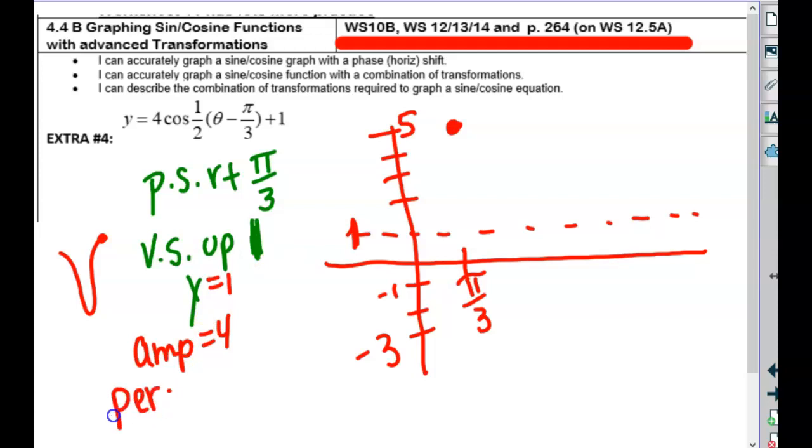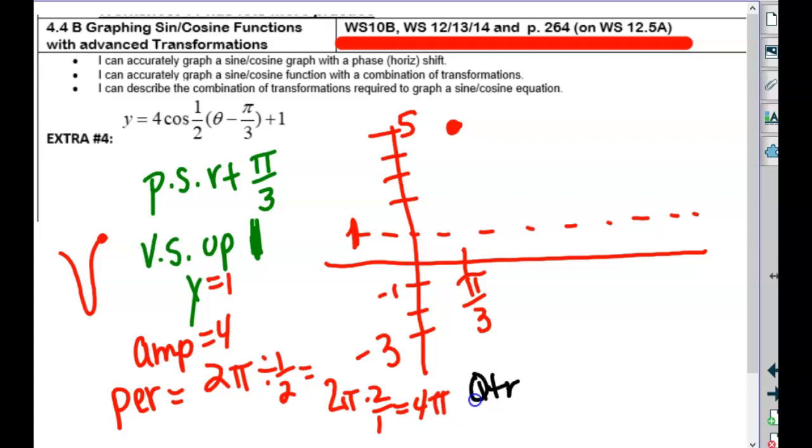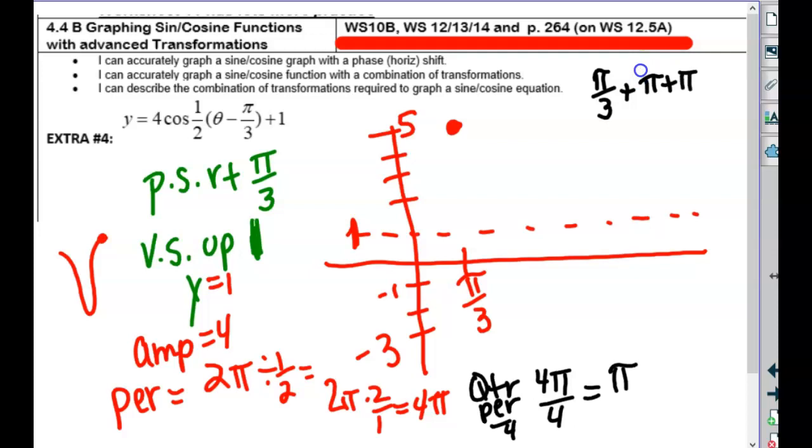What's the period? Okay, it is 2 pi divided by 1/2, which is not pi. It's 2 pi times 2 over 1, which is 4 pi, which means the quarter points are 4 pi divided by 4, the period over 4, and that's pi. But how do you find them, actually, because of the phase shift? Yes, you have to start at pi over 3, or 1/3, and then put the pi on, and keep adding pi.